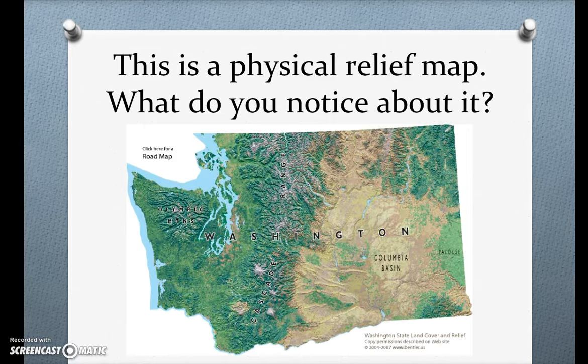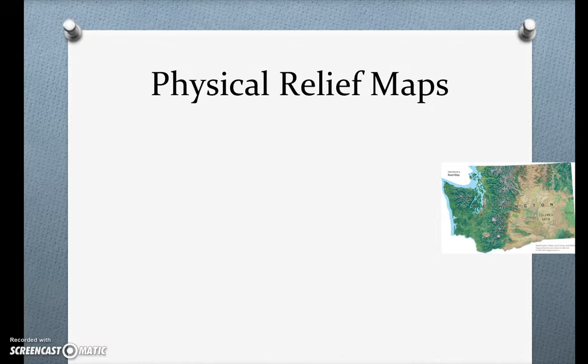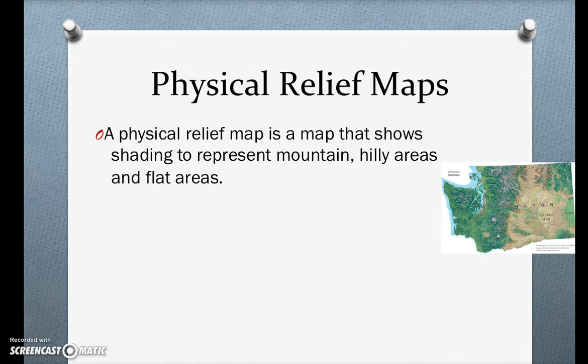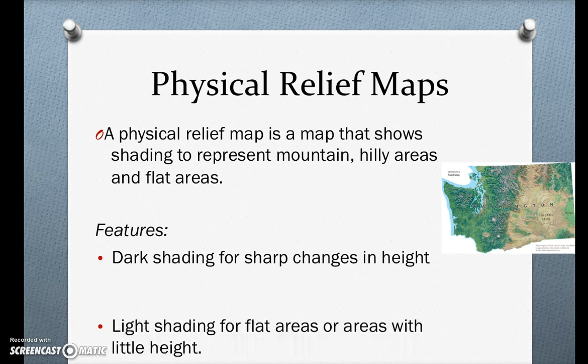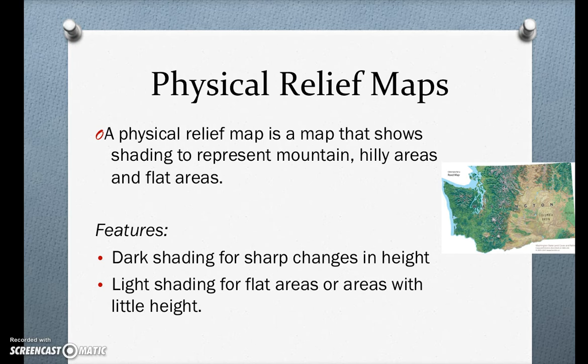This is a physical relief map. What do you notice about it? If you look closely, it has almost a 3D effect with darker shading and lighter shading. A physical relief map is a map that shows shading to represent mountain, hilly areas, and flat areas. Its features include dark shading for sharp changes in height, and light shading for flat areas or areas with little height.